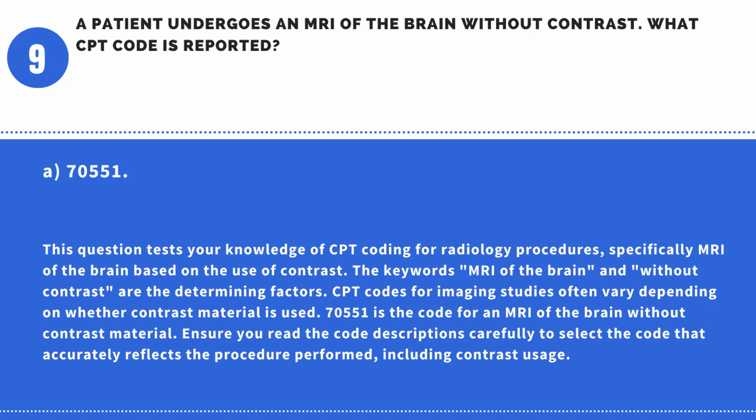Answer: A. 70551. This question tests your knowledge of CPT coding for radiology procedures, specifically MRI of the brain based on the use of contrast. The keywords MRI of the brain and without contrast are the determining factors. CPT codes for imaging studies often vary depending on whether contrast material is used. 70551 is the code for an MRI of the brain without contrast material. Ensure you read the code descriptions carefully to select the code that accurately reflects the procedure performed, including contrast usage.